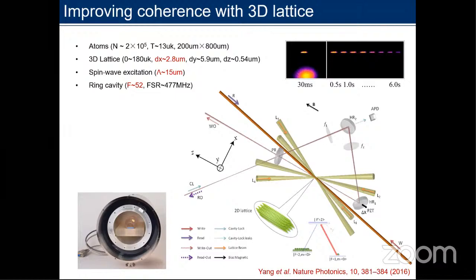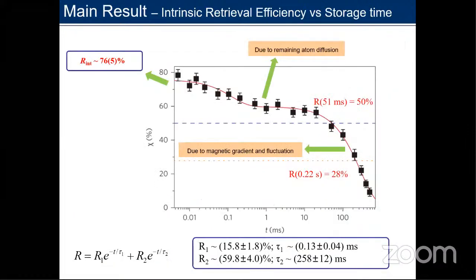To further increase the lifetime, it is crucial to confine the atom motion with traps. In our experiment in 2016, we made use of a three-dimensional optical lattice to confine atom motion in all directions, and we used the technique of a magic trap to compensate the differential light shift given by the lattice. This is the main result. The initial retrieval efficiency is about 76%, and the 1/e lifetime is about 0.2 seconds. The efficiency decay within 1 millisecond is mainly due to remaining atom diffusion. The decay after 10 milliseconds is mainly due to magnetic gradient and fluctuation.